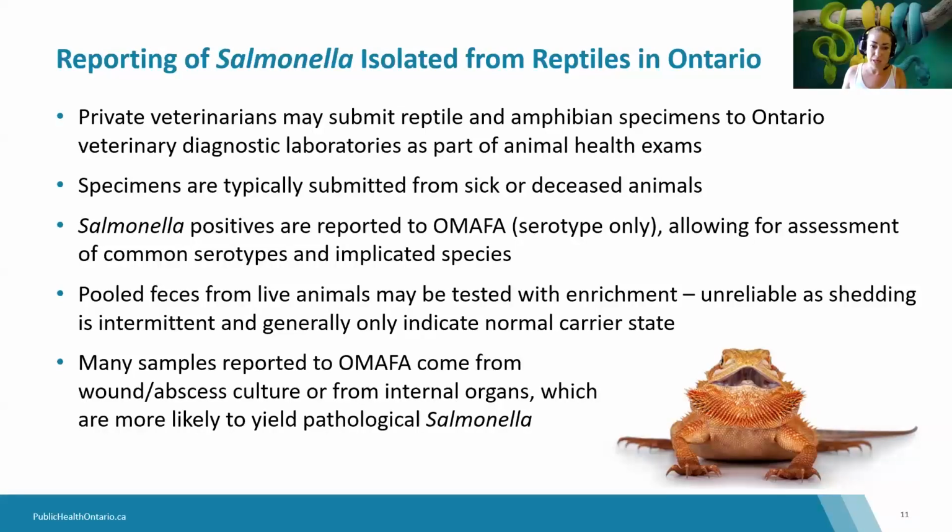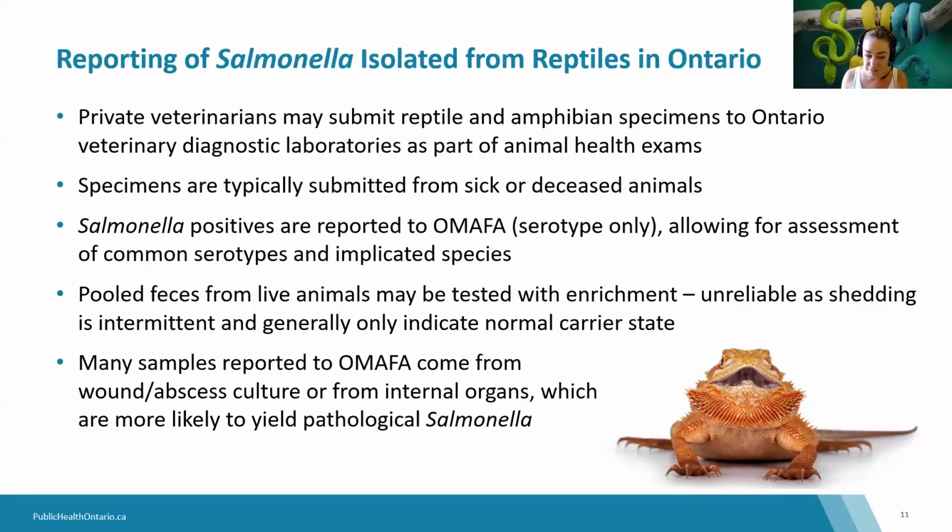Salmonella positives get reported to us. So depending on the lab, we might just get a report that it was PCR positive for salmonella. If it was done as a culture, we do get all isolates serotyped and reported to us as well. So this lets us assess the common serotypes reported from reptiles and the species associated with them.